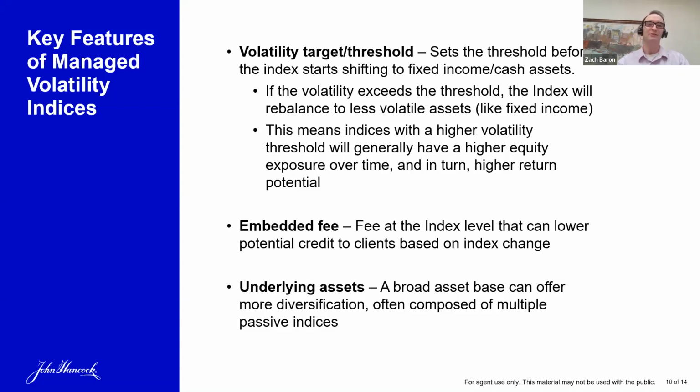So having a higher volatility target, a higher volatility threshold, means over time you should have a higher equity exposure and higher upside potential. That threshold is really what sets the equity exposure. If you take nothing else away from this presentation, I think that's your 30-second elevator speech right there. Higher volatility target means higher equity exposure, means higher upside potential over time. That's the gist of it. If you have to explain it to a client, that's what you would describe to them.